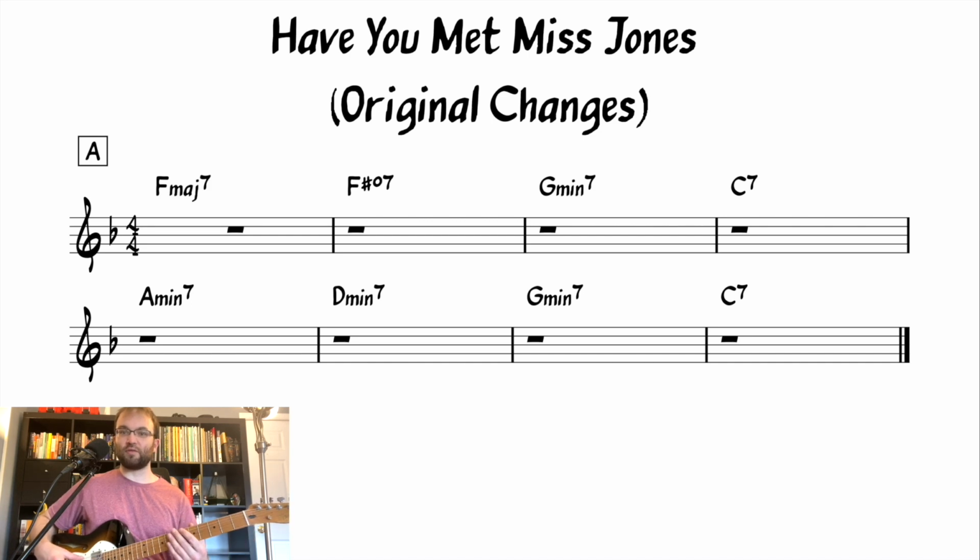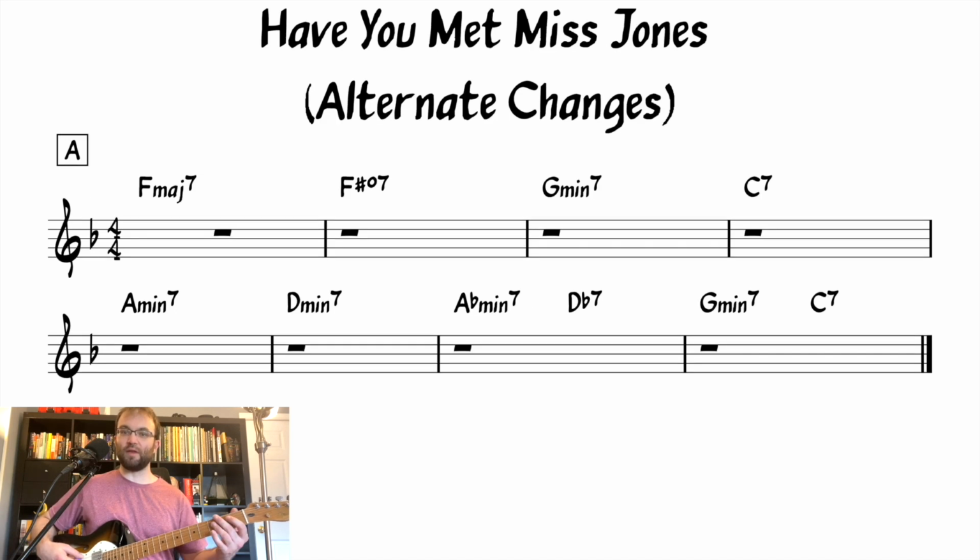So the original changes of Have You Met Miss Jones would be F major 7, F sharp diminished, G minor 7, C7, A minor 7, D minor 7, and then right here G minor 7, C7, so just 2, 5.